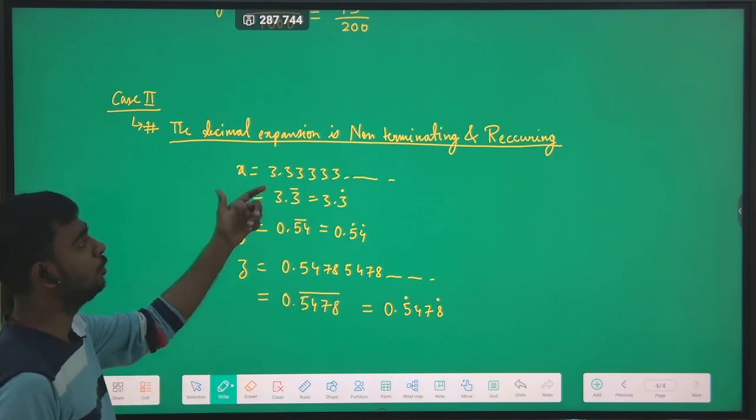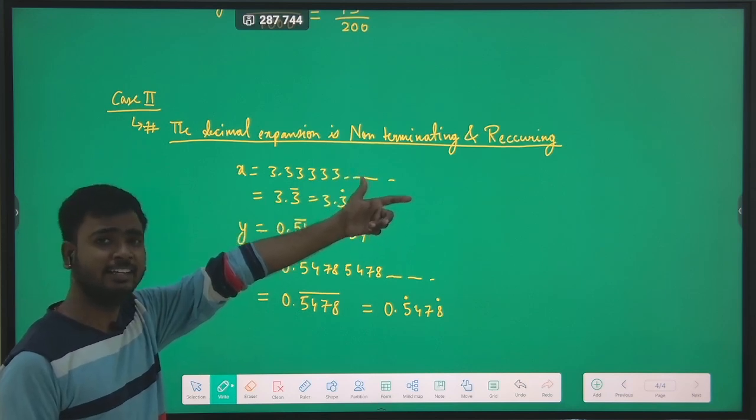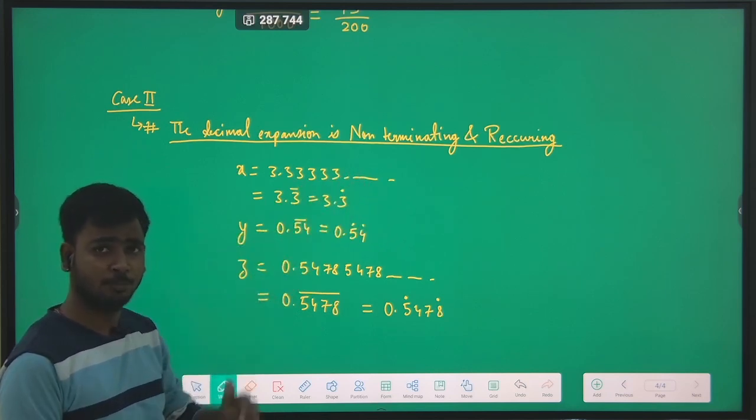Now we have to find out whether this non-terminating recurring decimal expansion is a rational number or not.